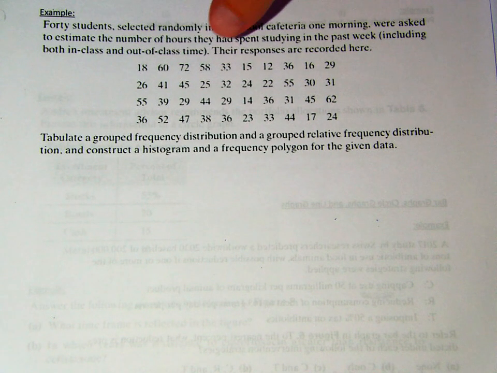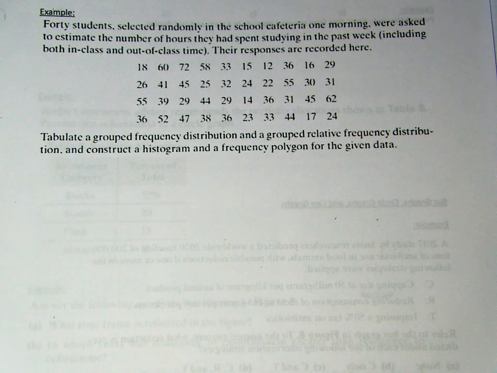So we need to tabulate a grouped frequency distribution and a grouped relative frequency distribution and construct a histogram and a frequency polygon. Again, you're not going to do the histogram and the frequency polygon. I'm going to show them to you. What we are going to do is the grouped frequency and relative frequency distribution table.